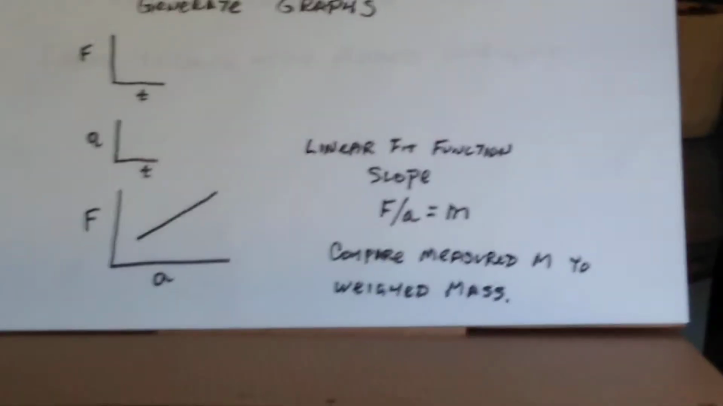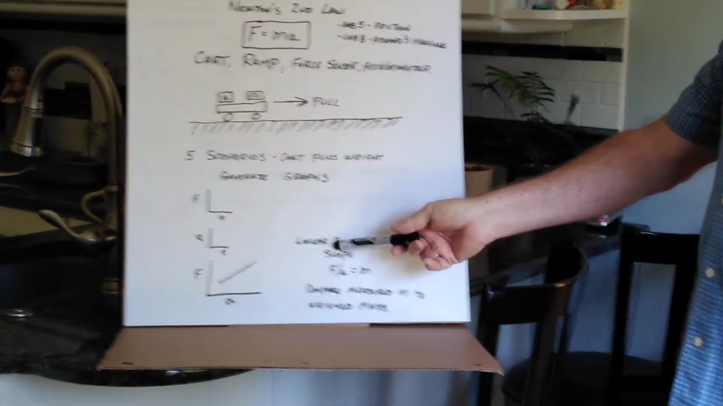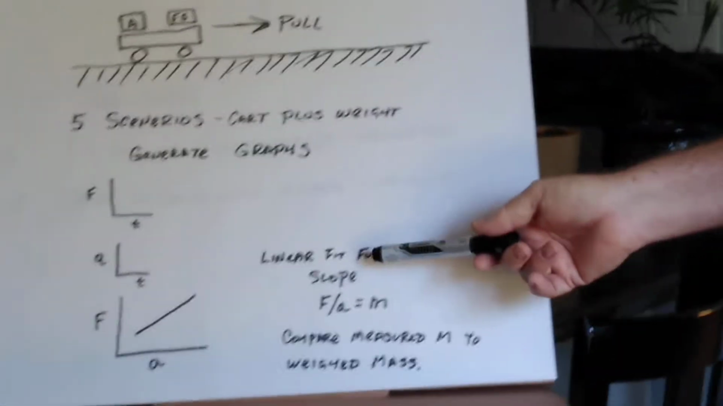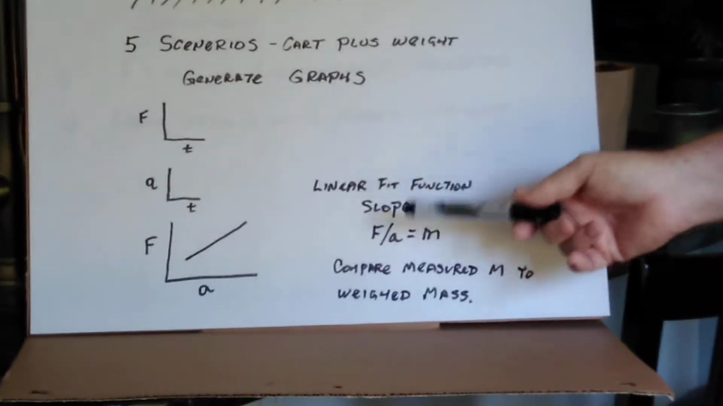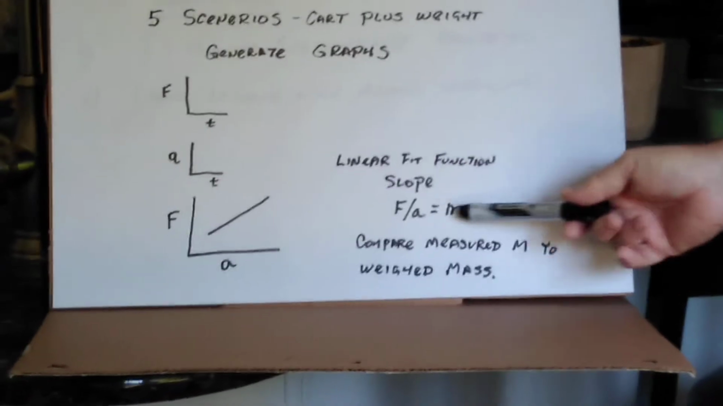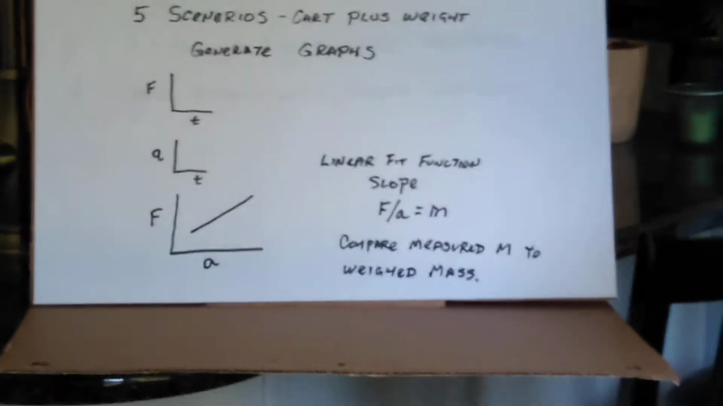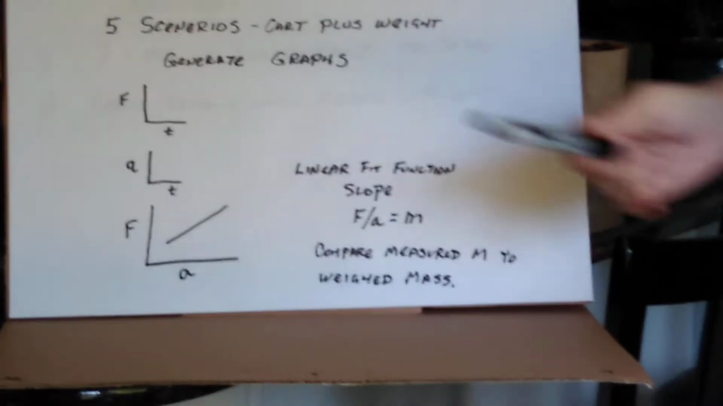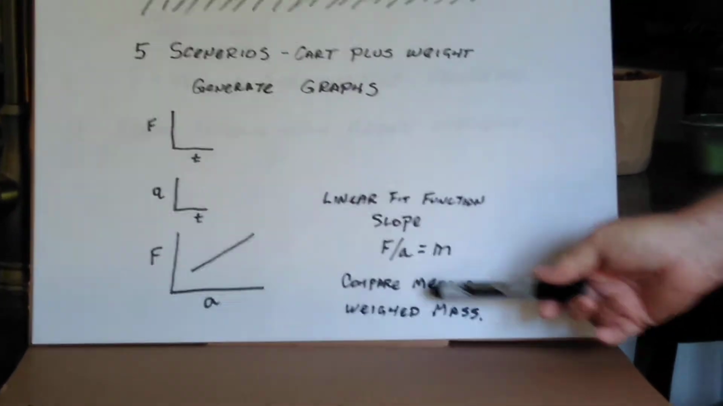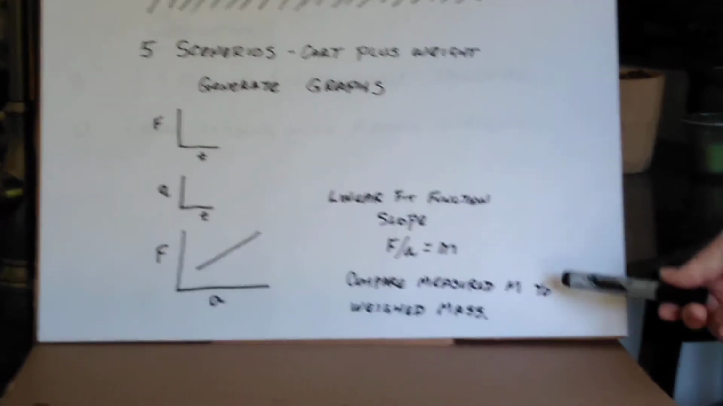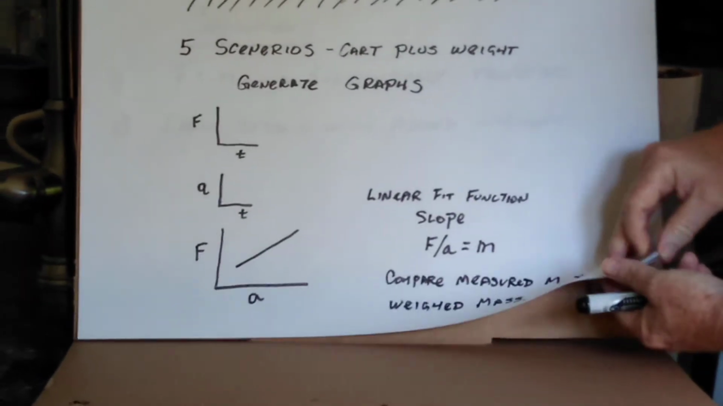We're going to use the linear fit function of the Vernier software to get the slope of that line. And the slope of an F over A graph equals the mass. So the slope of this line is the mass. We're going to get that number from the graph, and we're going to compare it. That's the measured M. And now we're going to do a calculated M through weighing the masses.